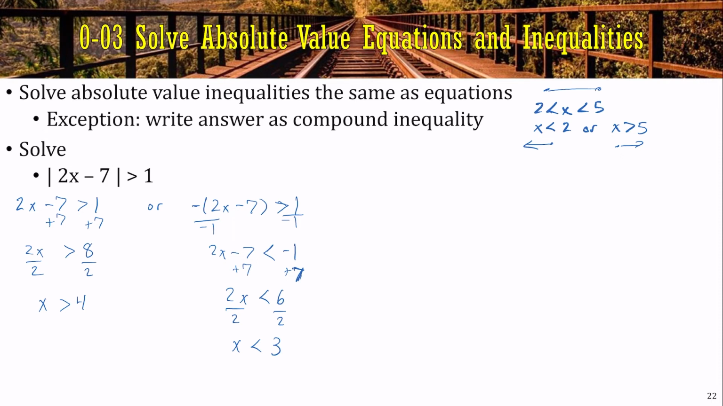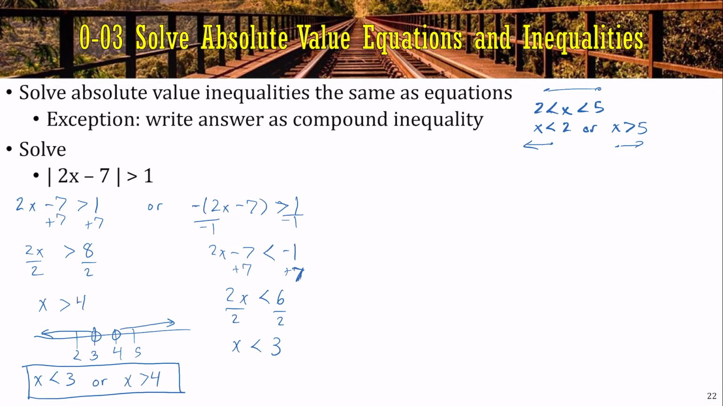Now you need to think to yourself, are there numbers greater than 4 and less than 3? If we were to put this on a number line, here's the 4 and x is greater than 4. Here's the 3 and x is less than 3. Notice they're going opposite directions. They do not overlap. So our compound inequality is x is less than 3 or x is greater than 4. If they overlapped, we would have to combine them like this first way up there. Let's try another one.